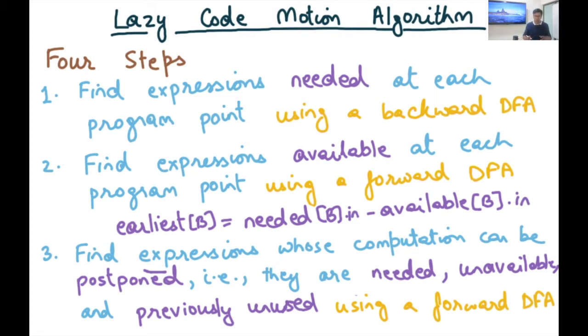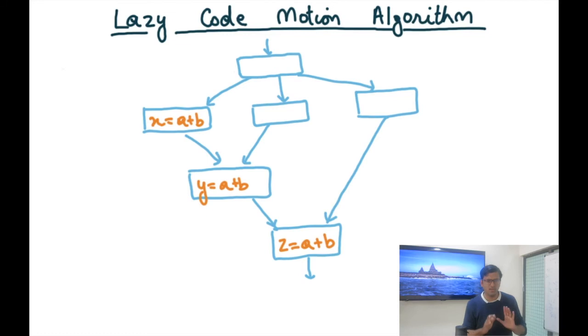And so this kind of analysis is going to make us satisfy the third requirement, which is that expressions are computed as lazily as possible. This is going to be done using a forward DFA, where we see how far I can postpone an expression that could have been computed somewhere, using the needed and the available expressions analysis. So this may not be a very clear exposition so far. Maybe when we look at an example, which we're going to do next, it's going to become clearer.